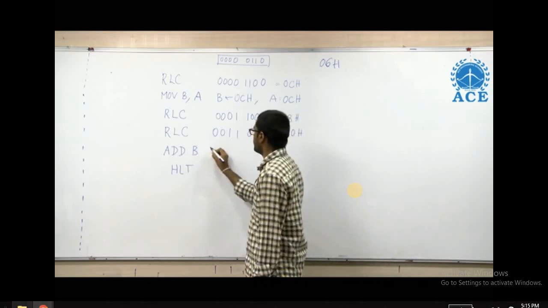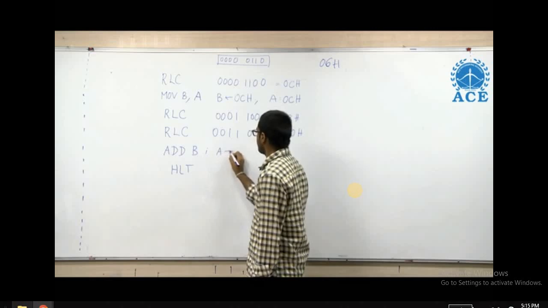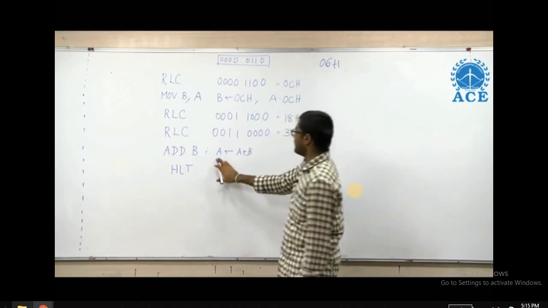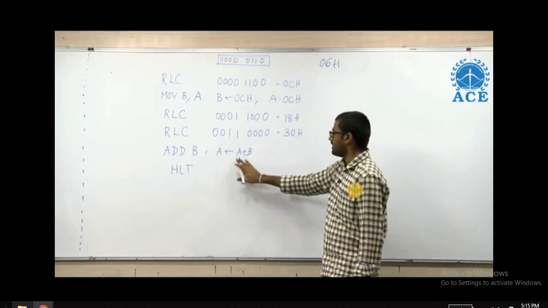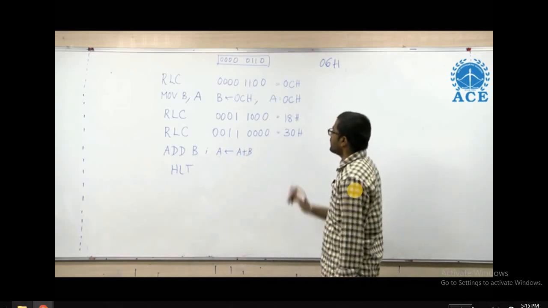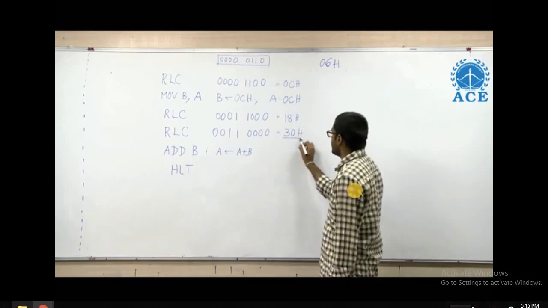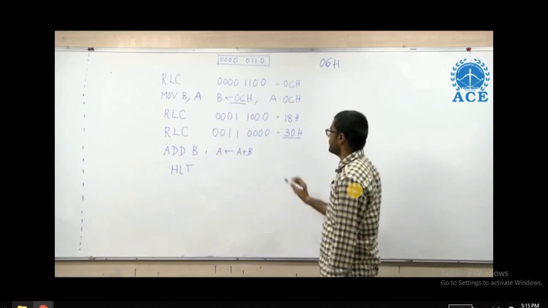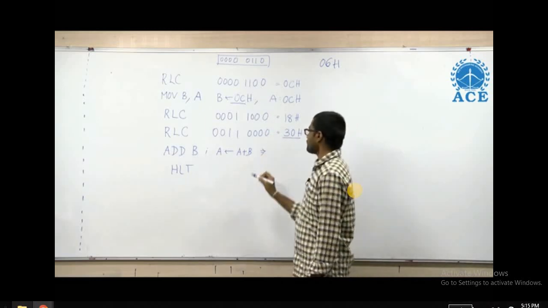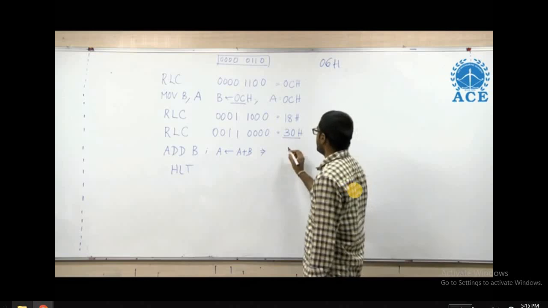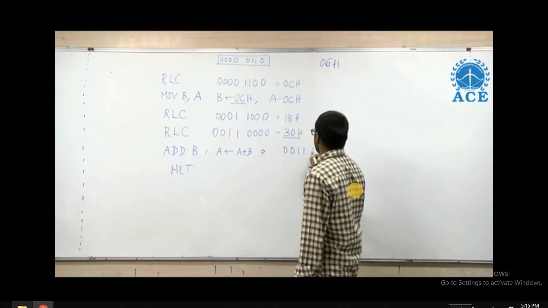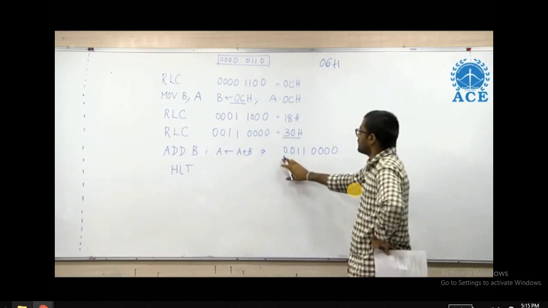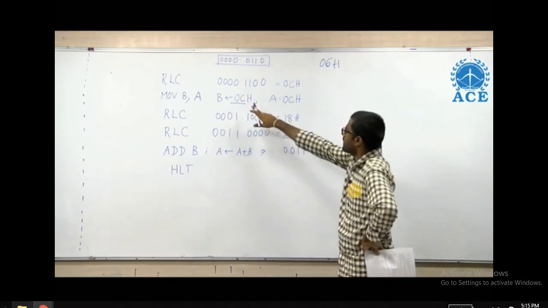in accumulator. So this instruction says that store the contents into accumulator after adding contents of A and B. Our accumulator will be having 30H. And the contents of B is 0CH. So we have to add these two contents, and this is the content of accumulator and we have to add contents of B.